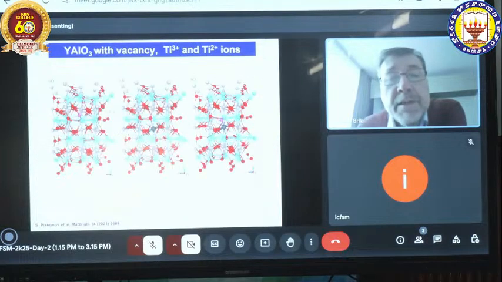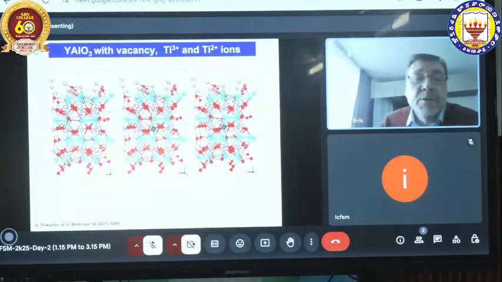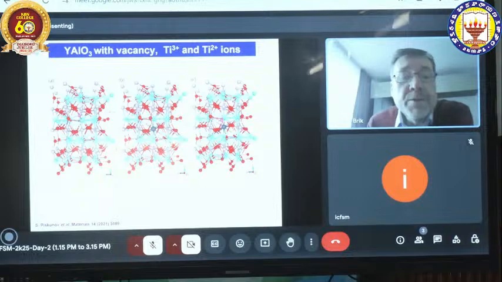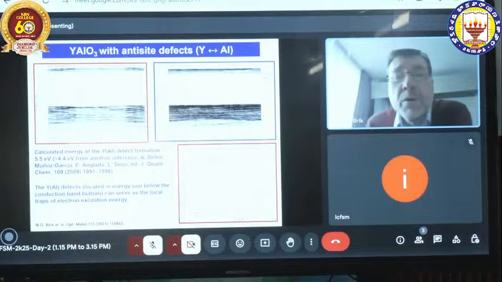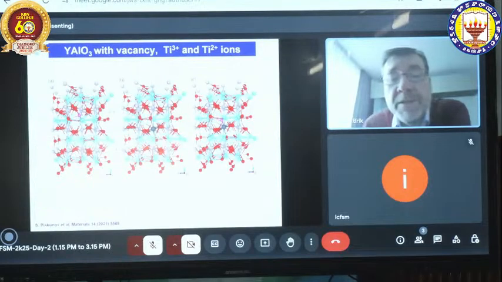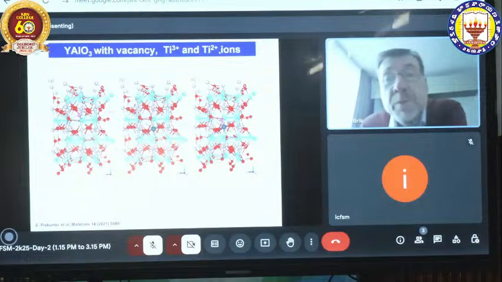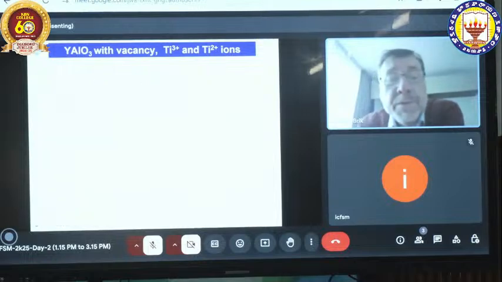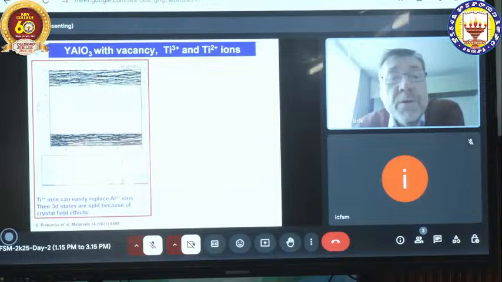Okay, what else? Now the same material but with different defects, let's say, with vacancy. So we simply remove one oxygen ion, with additions of titanium 3+ or titanium 2+ instead of aluminum ions. So these are the unit cells which we have plotted for these materials. So what is going on here?